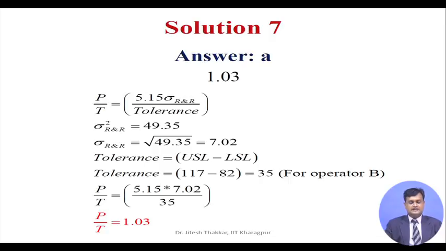The standard expression for finding P by T, the precision by tolerance ratio, is equal to 5.15 sigma r and r divided by tolerance, and you can substitute the values. You have already found sigma square r and r; take the square root, and sigma r and r is 7.08. Tolerance is USL minus LSL, and putting these values in the P by T equation you will get 1.03. So, the correct answer is 1.03.